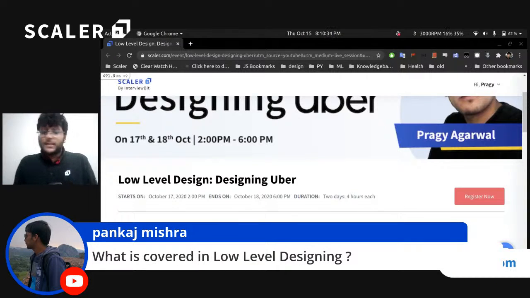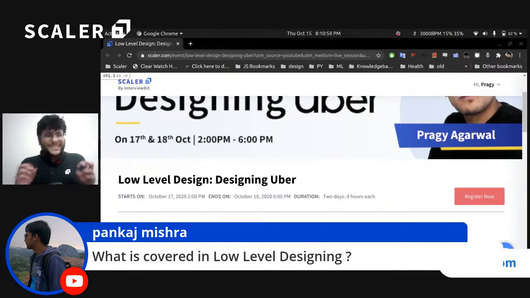Pankaj is asking what is covered in low-level design. So Pankaj, we will be starting with why low-level design is important and what all things low-level design talks about. We will give you some resources on how to prepare for low-level design. We will be talking a little about object-oriented programming, why it is important, and what are the main things that you need to understand about it. Then we will move on to design patterns.